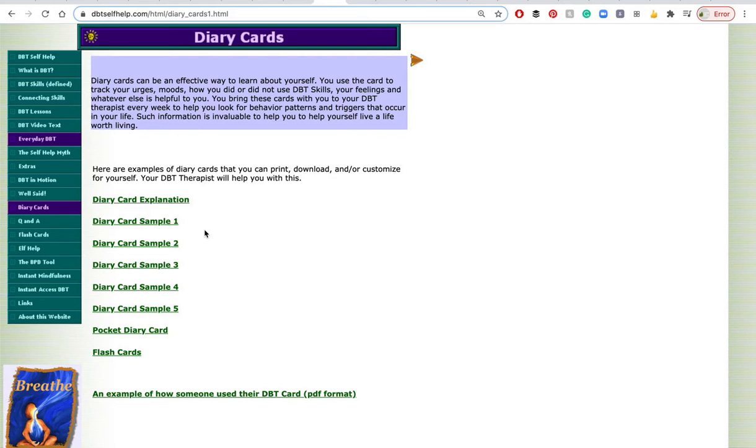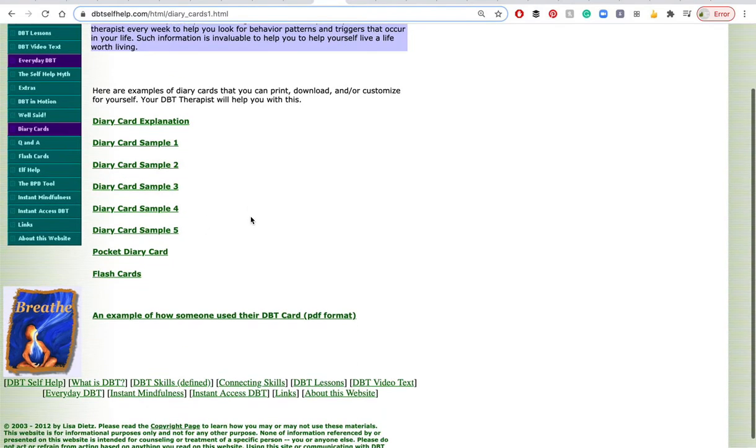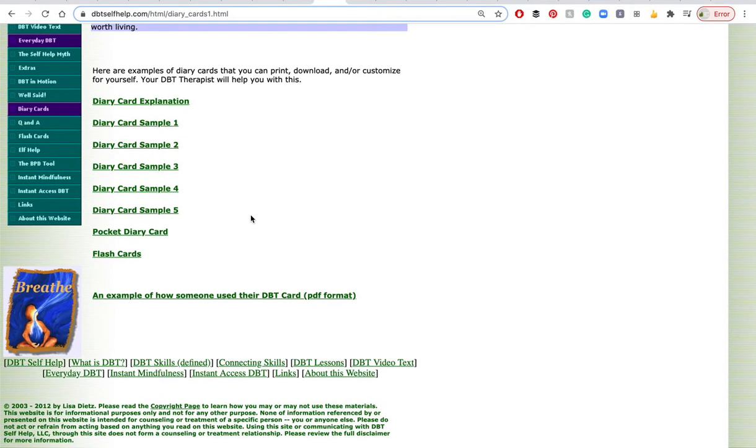So as we go through diary cards, I will give a brief summary, and I'll timestamp this as well because it's going to get long, on what a diary card is to begin with, and then we'll dive into a step-by-step guide of filling in a diary card as well as looking at a sample diary card.